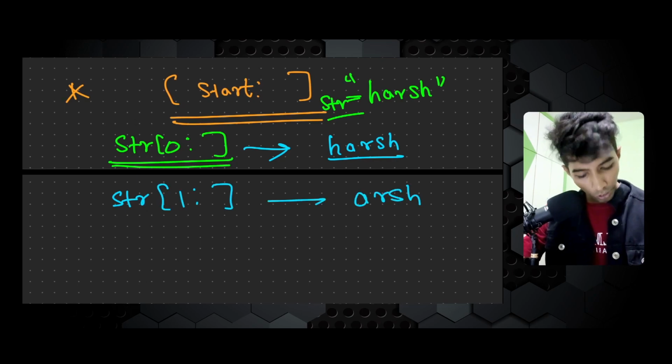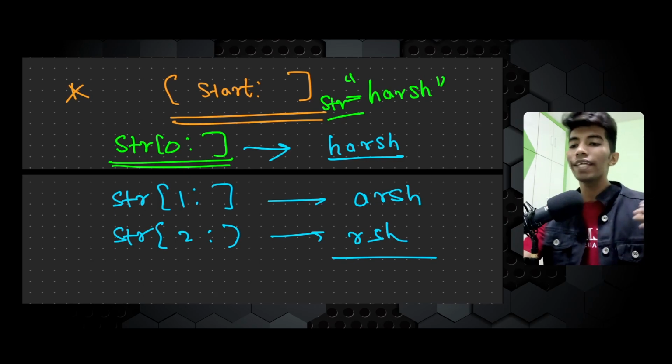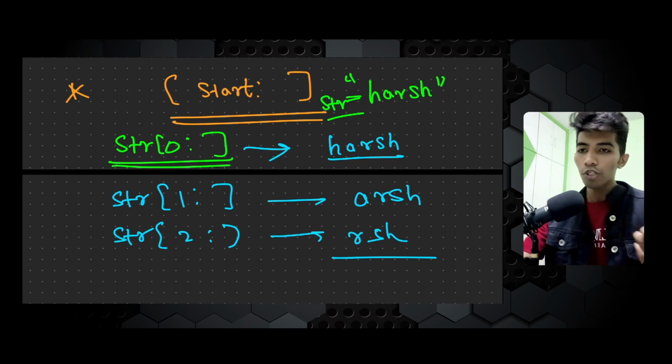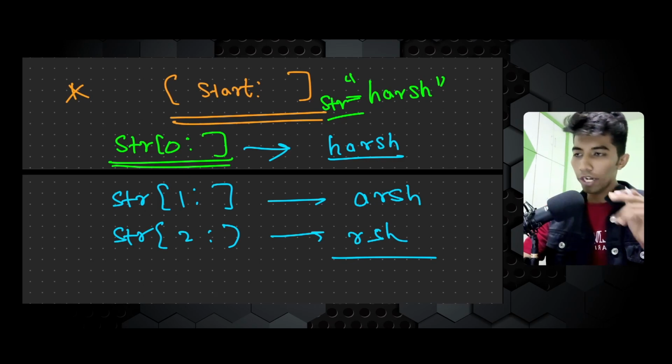It will give me this thing. If I write this thing, then what will it give me? It will give me like this, so like this I will be getting the answers. I think it's clear to you how it's working. So it's very easy, guys. You can understand this thing.